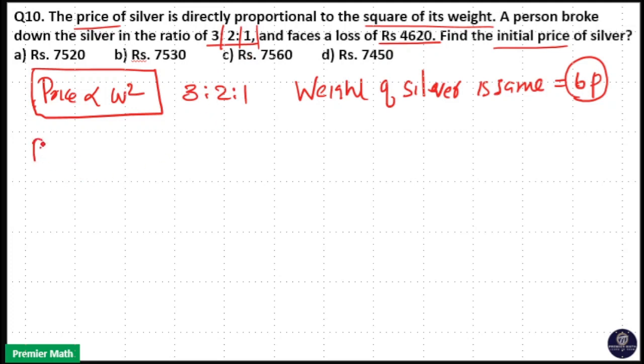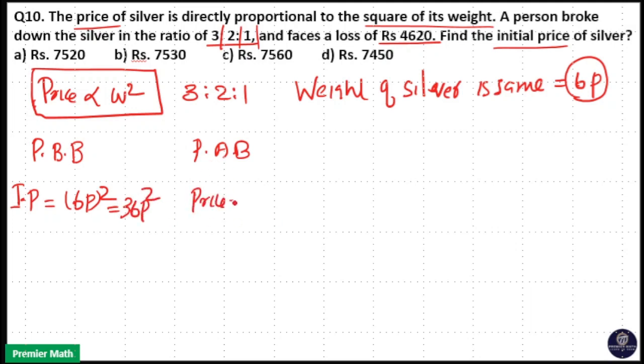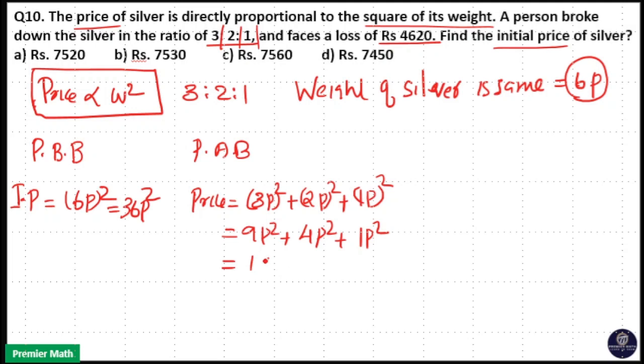Here we have to find out the price before breaking and the price after breaking. The price before breaking is the initial price, which is equal to the square of its weight, that is 6p square, which is equal to 36p square. The price after breaking is equal to 3p square plus 2p square plus 1p square, which is equal to 9p square plus 4p square plus 1p square, that is 14p square.